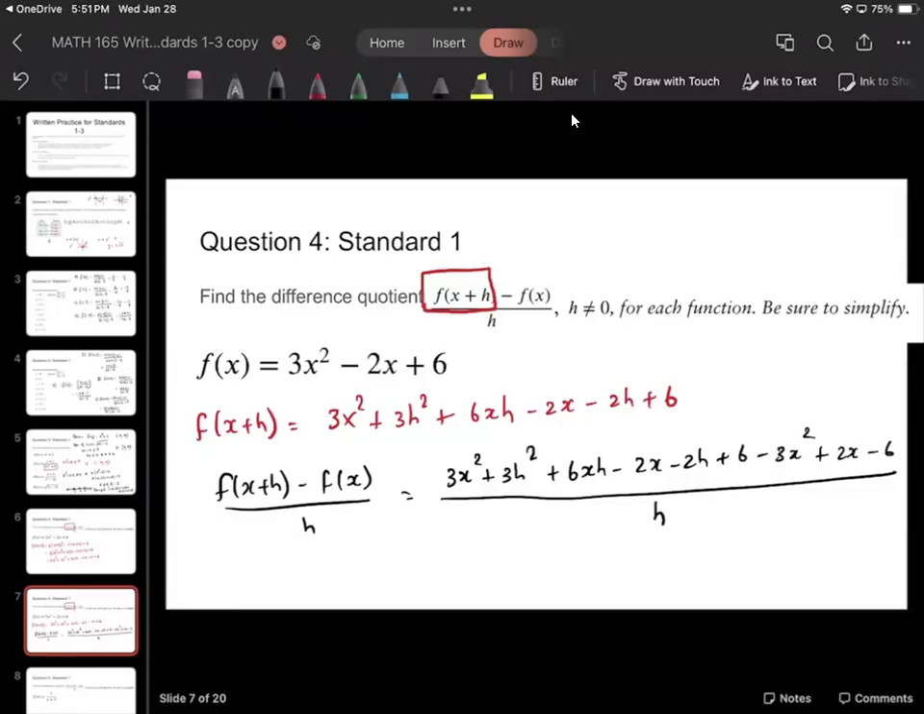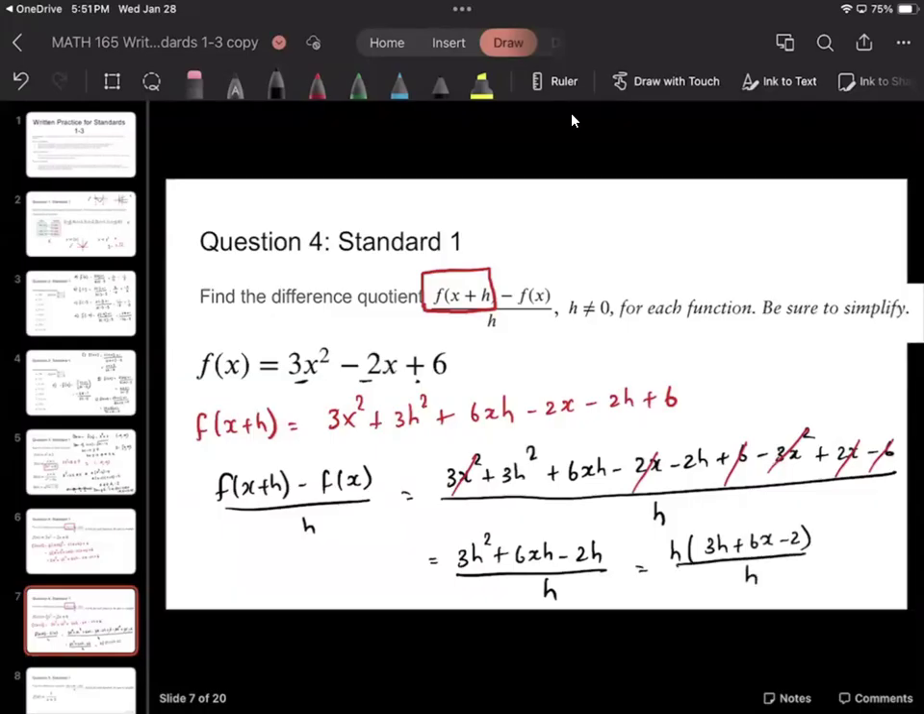If I were to distribute, the 3x squared will become negative, the negative 2x will become positive, the positive 6 will become negative. Now let's see what will get cancelled out. The 6 and the negative 6 get cancelled out. This and this get cancelled out. And that's it. No, this and this get cancelled out. So what am I left with? I'm left with 3h squared plus 6xh minus 2h all over h. Now as you can see, every single remaining term has an h attached to it, which means I can factor it out.